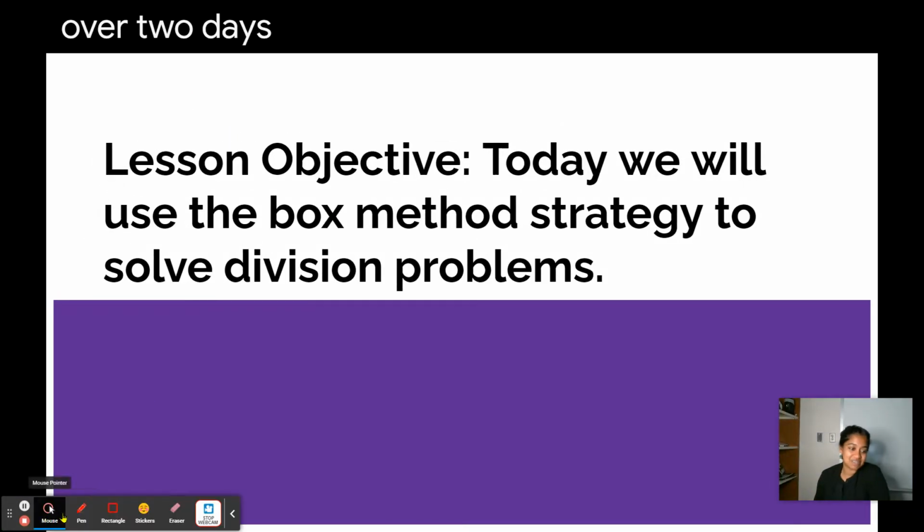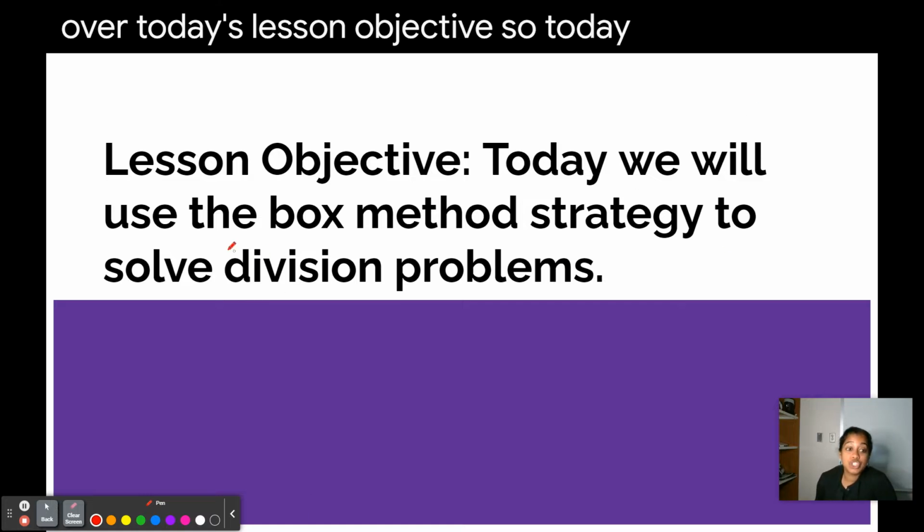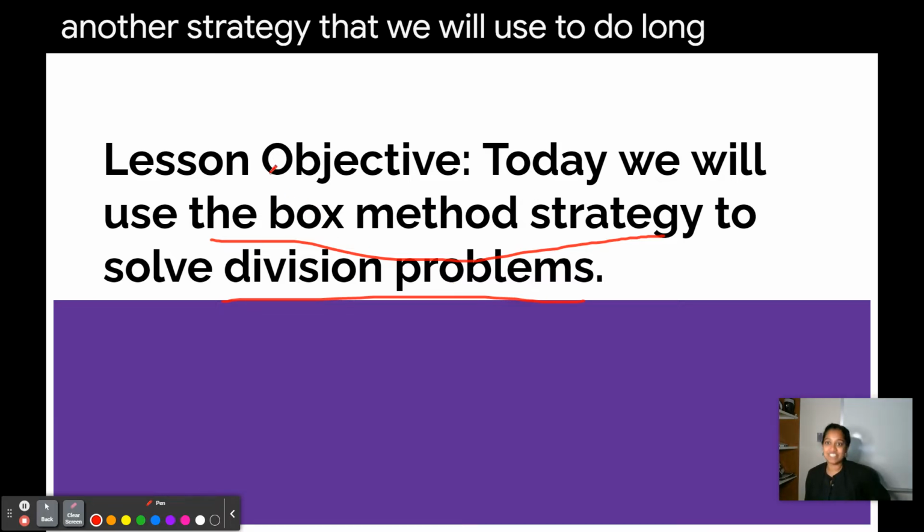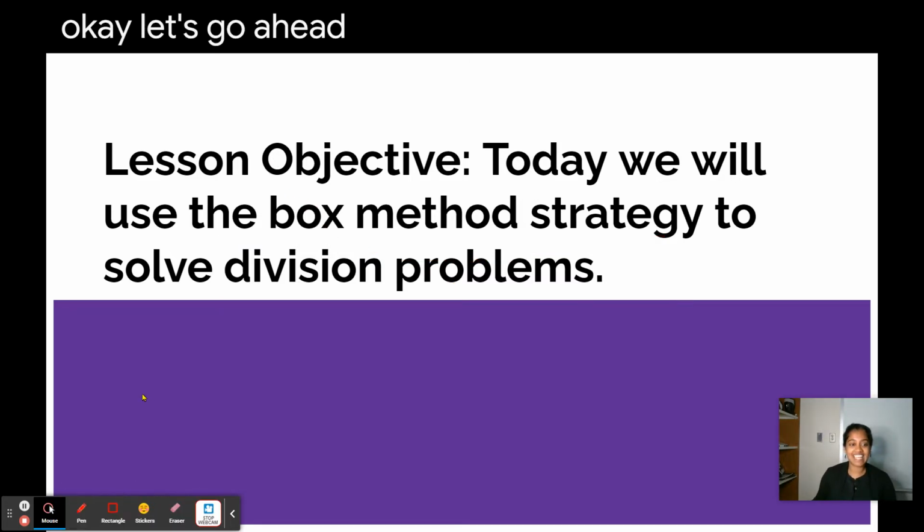Let's go over today's lesson objective. So, today we will use the box method strategy to solve division problems. This is another strategy that we will use to do long division. Okay, let's go ahead and get started.